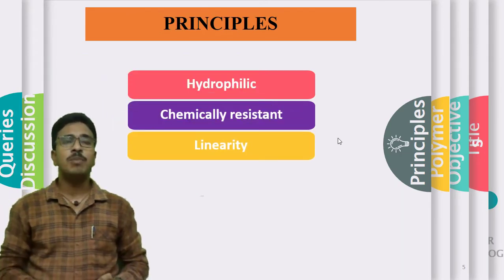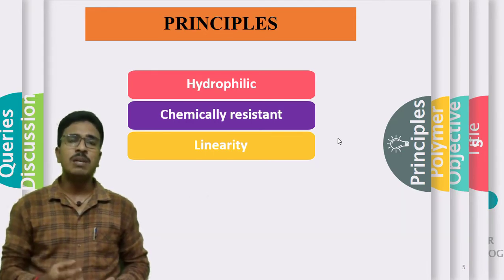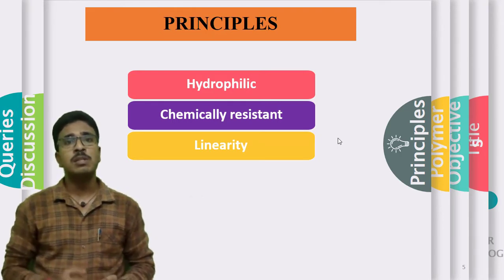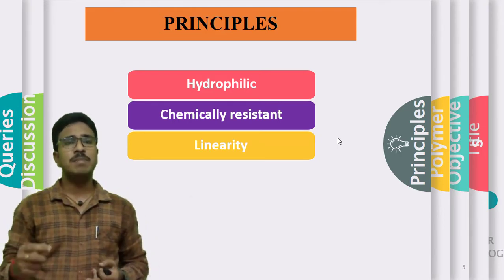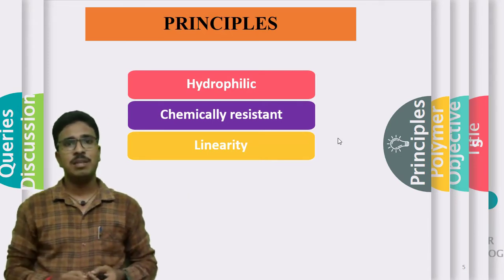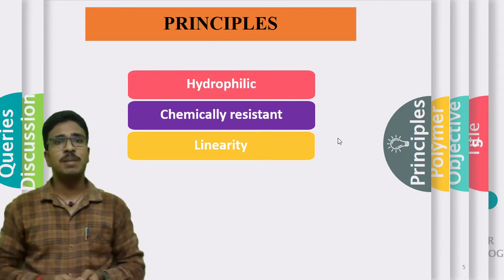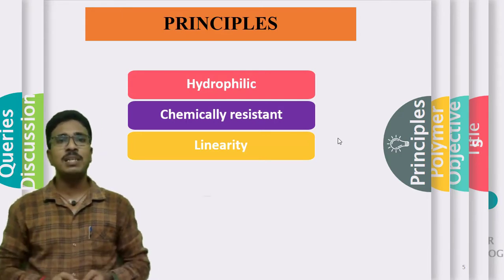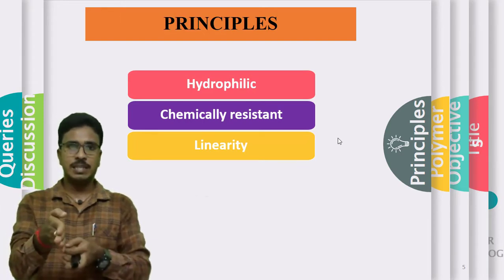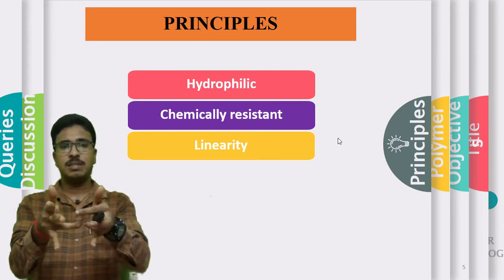The third important property or principle is linearity. That means whatever polymers we select for a fiber forming process, the polymer should be linear. That means it should be straight. It should not have any branches. Say, for example, this is linear. Suppose it has branches, now it looks like this.